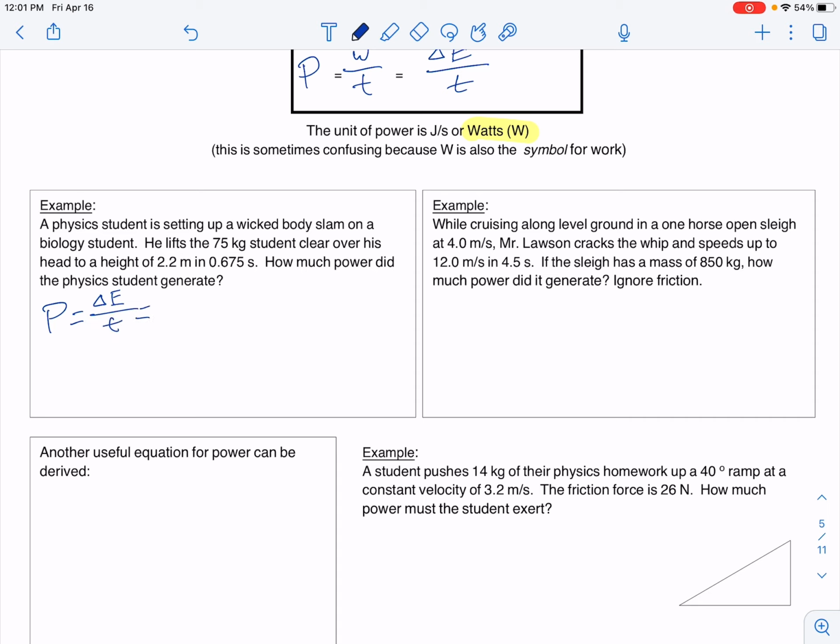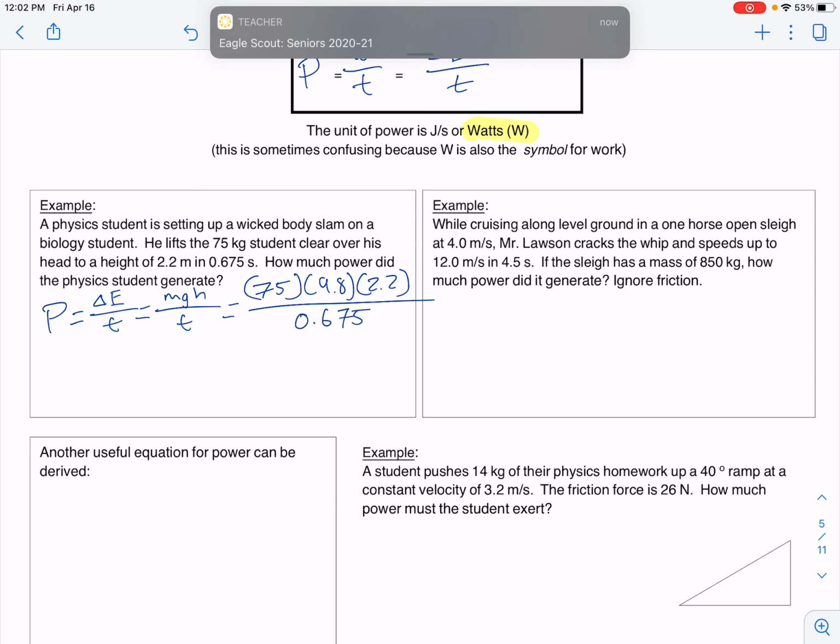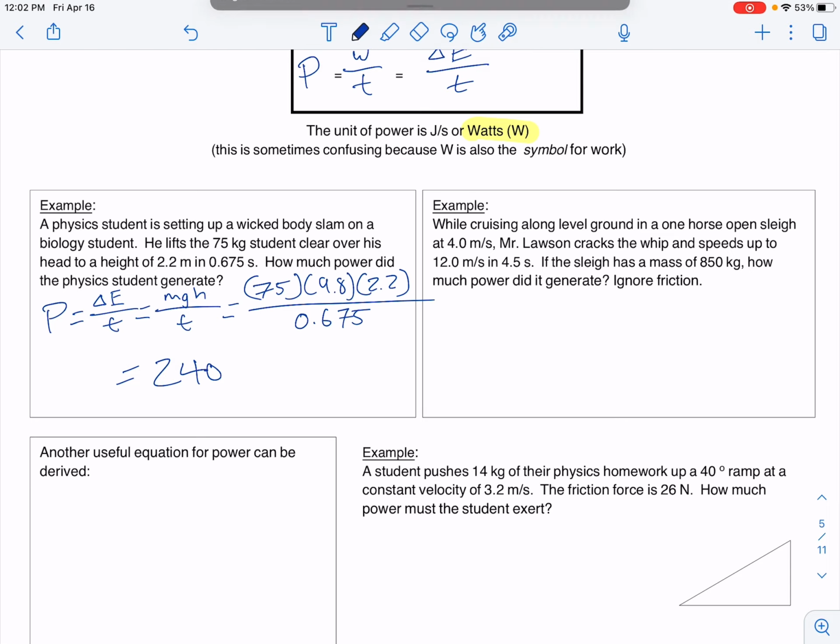Right, in this case, because they're lifting them up, moving them against gravity, we can use the change in potential energy divided by time. We have the mass, we know gravity, and then we're given the height. Divide that all by the time. And then we end up with a power of 2,400 watts.